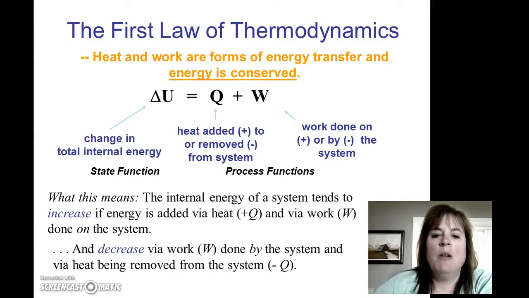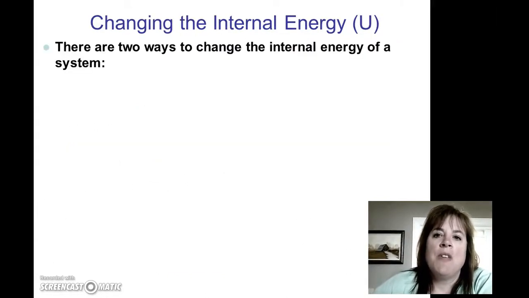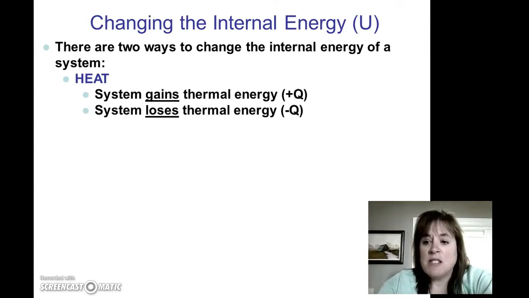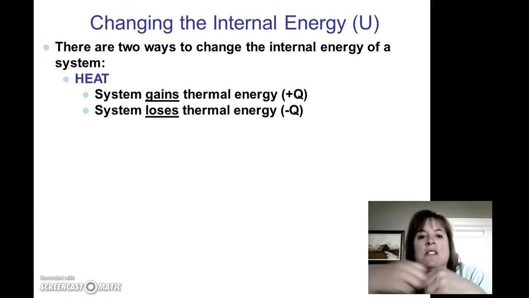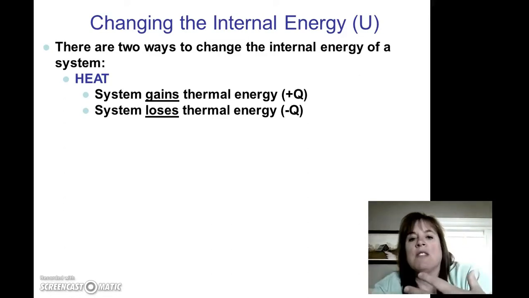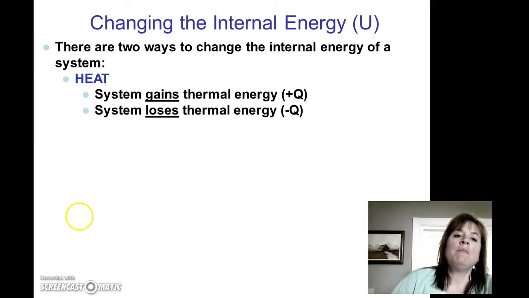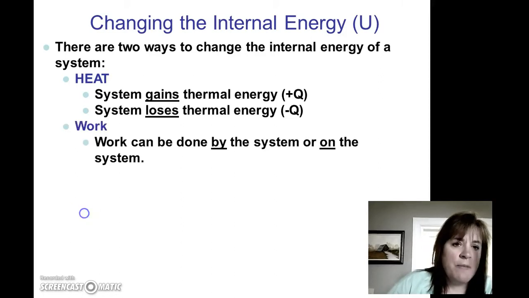So let's look a little more at heat and work. Heat, right, is the flow of thermal energy. So if the system is gaining heat, there's thermal energy that's being transferred in, and we call that positive Q, or a positive value of heat. Or if thermal energy is flowing out of the system, I'm losing that thermal energy, and so my value for heat is negative. Okay? But work is the trickier one, right?